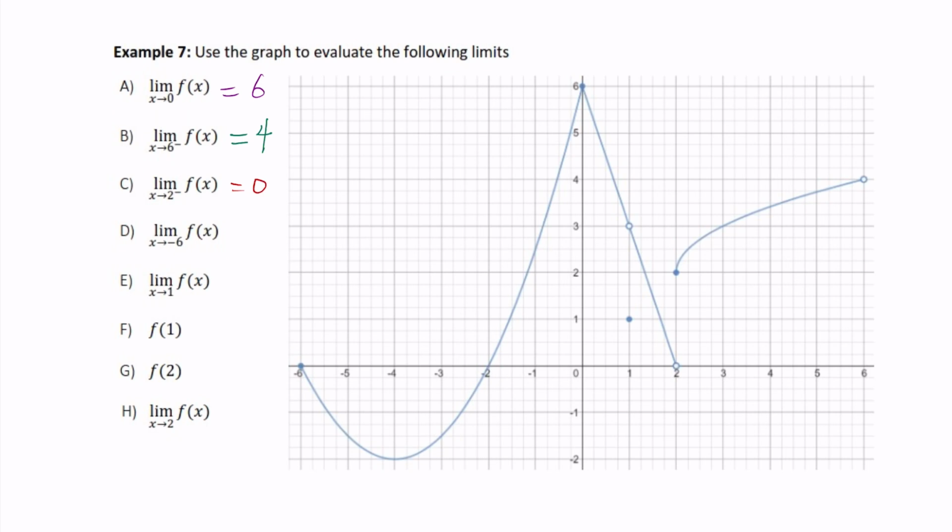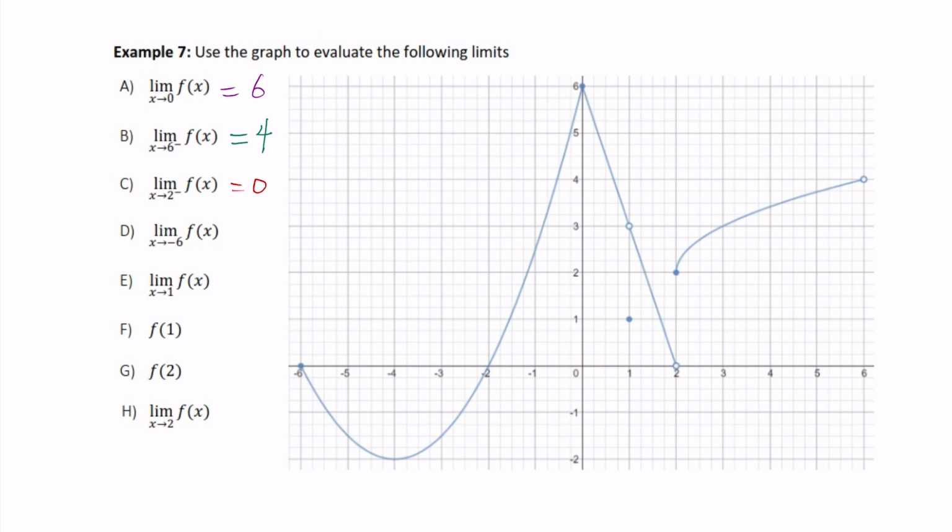Then the next one says find the limit of f of x as x approaches negative 6. So I go to negative 6. We have to consider both the left and the right side of negative 6. As I approach negative 6 from the right, the value I get is 0. Clearly, this is negative 6. The value here is 0. So this tells me that the limit as x approaches negative 6 from the right is 0.